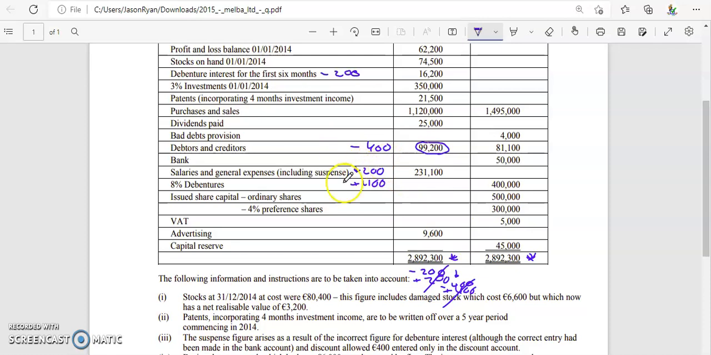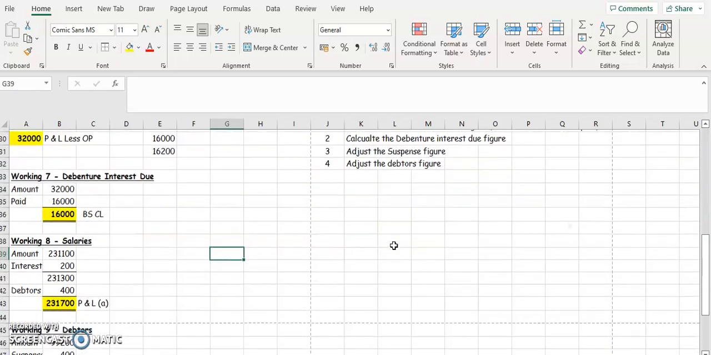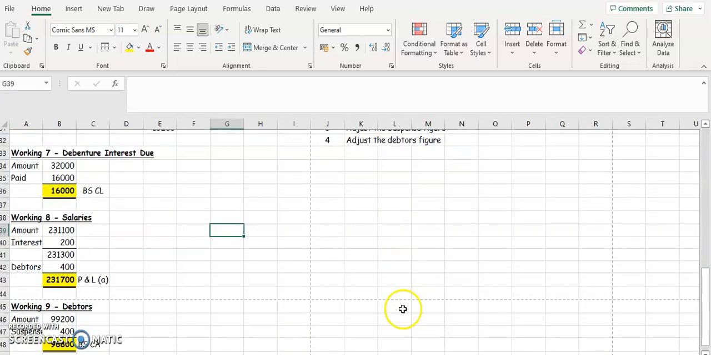Okay, so we said we need to take these figures out of suspense. How are we taking it out? We're adding them on. Why are we adding them on? Because it fixed the debits and credits of the trial balance. So your four steps: calculate the debenture interest figure, calculate the debenture interest due, adjust the suspense figure, and then adjust your debtors figure, or whatever figure is incorrect for the second part of that question. And that's how you answer the third adjustment, the suspense figure for Melba Ltd.